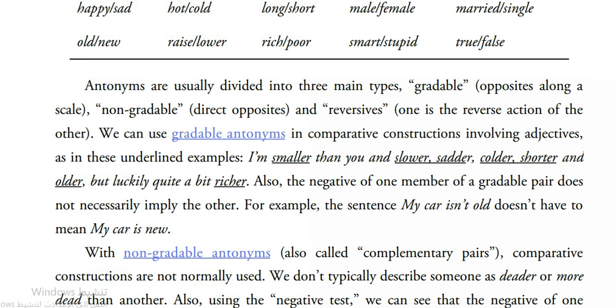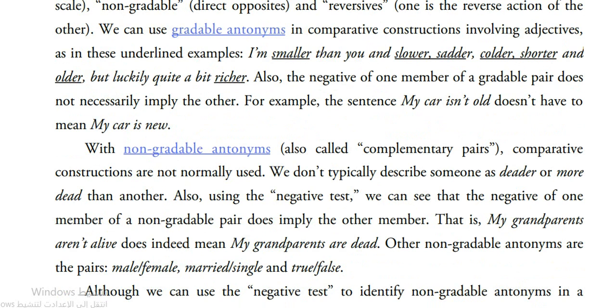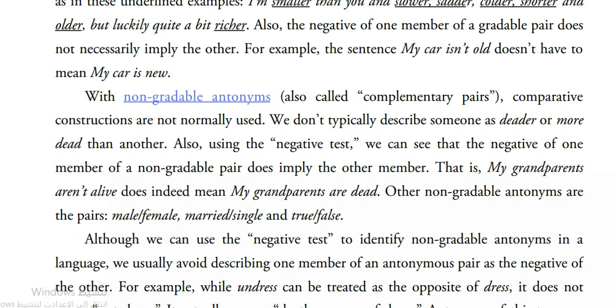Gradable, opposites along the scale. Non-gradable, direct opposites. And reversives. Reversives mean the reverse action. So gradable, like smaller, slower, sadder, colder, shorter. So here we have levels. If you say smaller, let's say that we are three friends, and I say I am smaller than Ahmed and Ahmed is smaller than Ali. Or when you say the clothes or the shoes are smaller than me. So slower, sadder. Non-gradable means something very strict, like what? My grandparents aren't alive. So alive and dead, there is no grade.